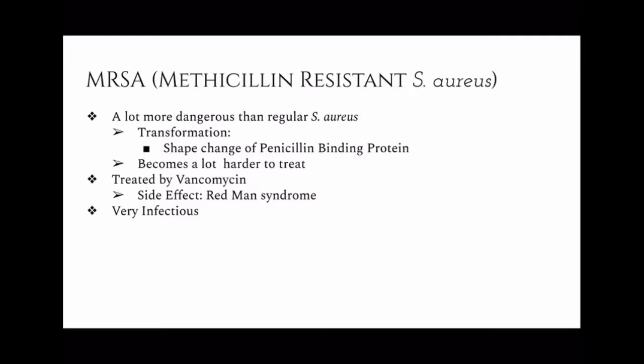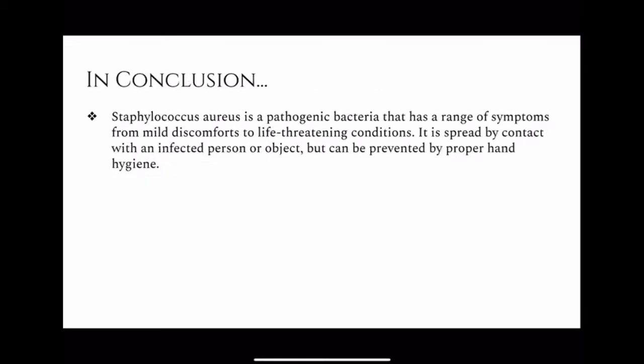It does, however, come with a side effect called red man syndrome, which causes a rash on the skin, face, and other areas of the body. MRSA is very infectious, but as I said earlier, it can be treated by vancomycin. In conclusion, Staphylococcus aureus is a pathogenic bacteria that has a range of symptoms from mild discomforts to life-threatening conditions. It is spread by contact with an infected person or object, but can be prevented by proper hand hygiene.